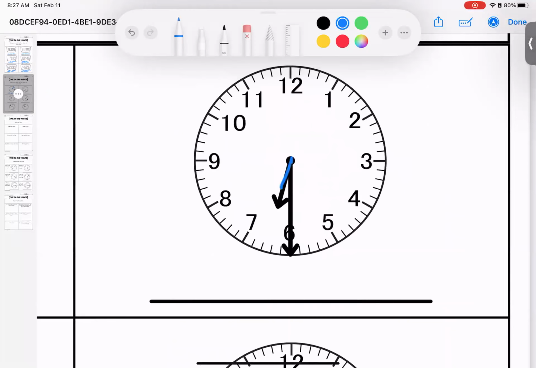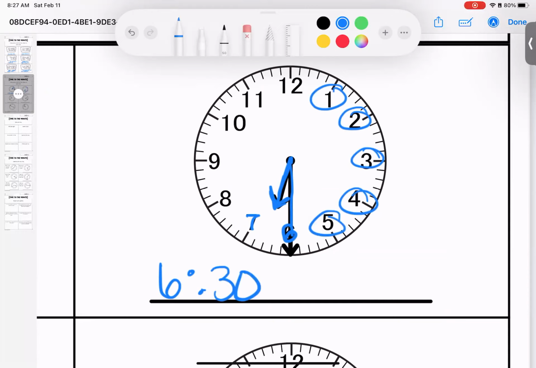Okay, over here, my hour hand is after the 6, but not to the 7 yet. So we're in the 6 o'clock hour. And my minute hand is on the 6. If I didn't know that was 30, I could say 5, 10, 15, 20, 25, 30. So 6:30. Sorry, I should have written that in letters, six thirty. Or we could say half past six.